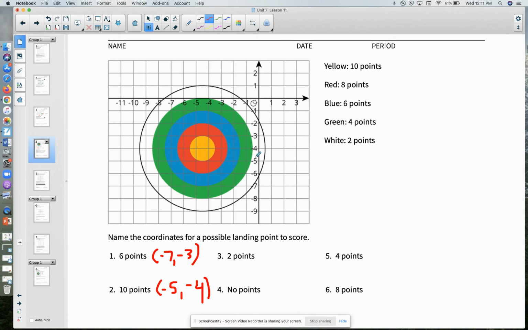Okay, how about 2 points? So white, all these here in the white. So I'm just going to say -1 and -7. Okay, how about no points? No points means anything out here. There's a lot to choose from. I mean, can I say 3 and 1? Right? 3 and 1 right here? Yeah, that's way off. I can say 3 and 1.